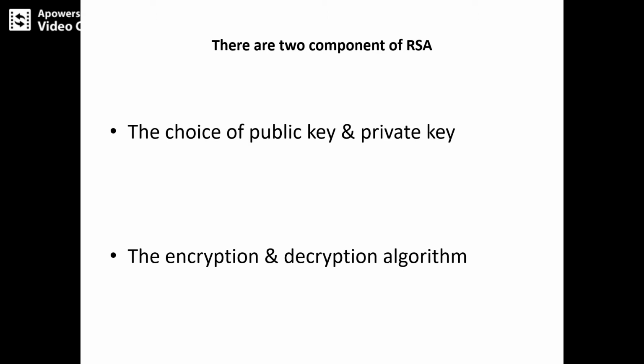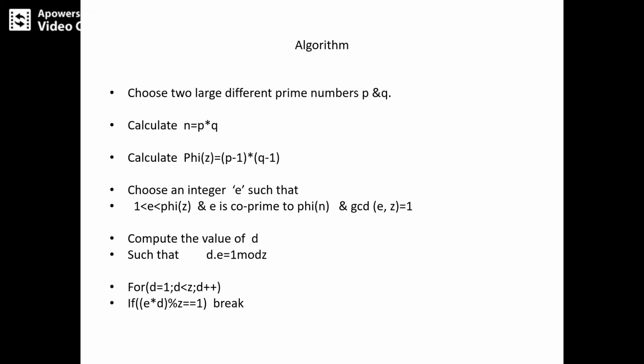There are two components of RSA. The first one is the choice of public key and secret key or private key. The second part of this algorithm is the encryption and decryption of data. Now the algorithm is very simple in its steps.